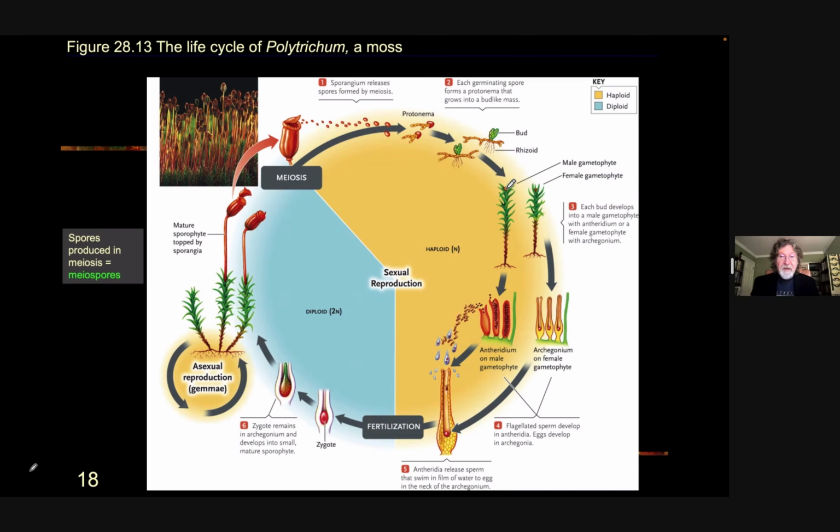The sperm cell will swim by flagella. It has two flagella, has to swim to the female. And what it'll do is the sperm cells will enter the next cells, down this tube where they meet the egg and fertilize it. We get fertilization, and we now have a diploid zygote, and it is retained in the archegonium. It stays there. It'll start dividing by mitosis, and now we have an embryo.